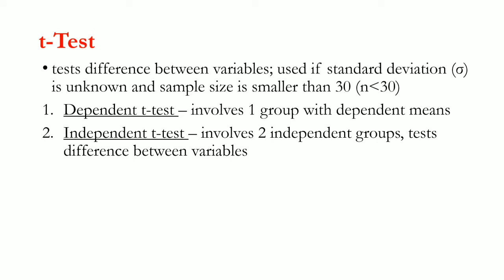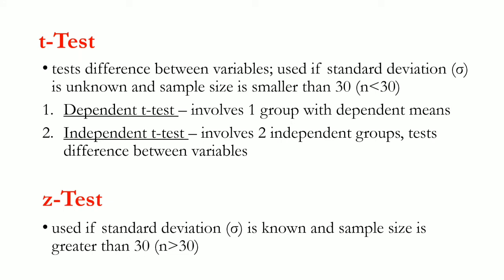T-test is used to test the difference between variables. This is used if standard deviation is unknown and the sample size is smaller than 30. We have two common types of t-test. We have dependent t-test when you have one group only, so you are comparing two means of the same group, or independent t-test when you have two independent groups and you test difference between their results or their data. Z-test is used when the standard deviation is known and the sample size is big or greater than 30.